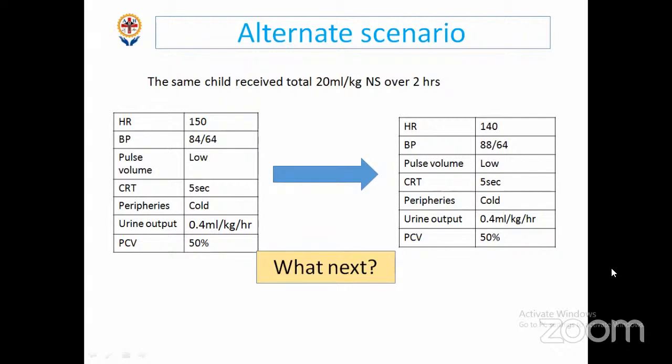Then again the PCV will start increasing, so we need to hike the fluid. No, don't just see the PCV and hike the fluid. That's what I'm telling. PCV, and also along with that the urine output and the vitals, everything we'll see. Exactly, sir. Just concentrate on urine output, PCV and urine output. Okay, sir.